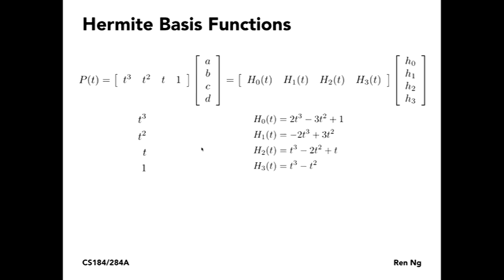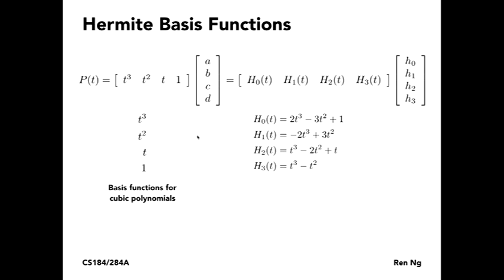This is saying that P of t is equal to t cubed, t squared, t, 1 times A, B, C, D. But it's also equal to h0 of t, this is a function, h1, h2, h3, capitals. These are all functions. They're polynomial functions that are given by these things down here, just the stuff on the previous slide. All of this multiplied against h0, h1, h2, h3. Now again, A, B, C, D, h0, h1, h2, h3 are all scalars, just four numbers.